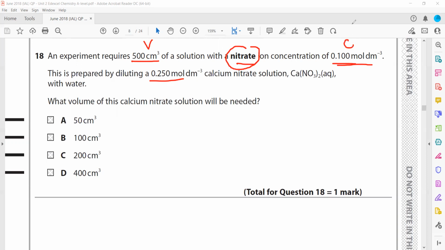So first we will find, using this, how many moles of nitrate are needed. So moles equal concentration into volume. The concentration is 0.1 and the volume is 500 cm³, divided by 1000, so it will be 0.5. So 0.5 times 0.1, that is 0.05. So 0.05 moles of nitrate are needed.